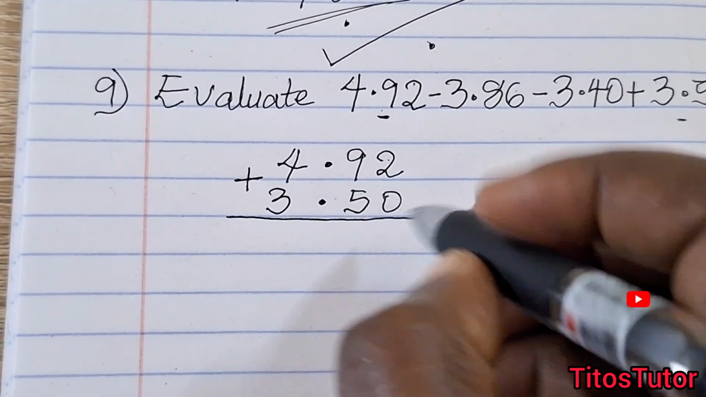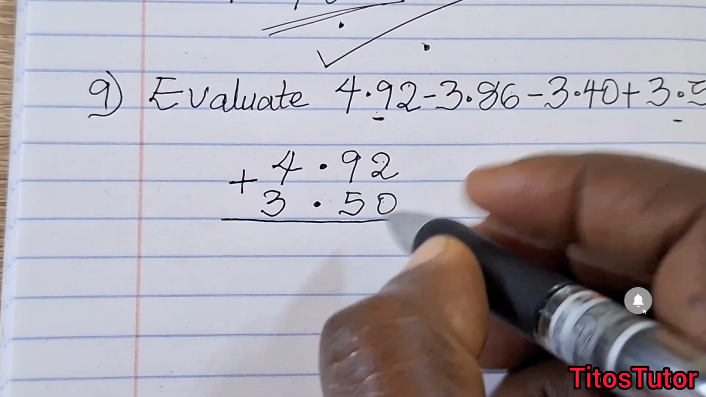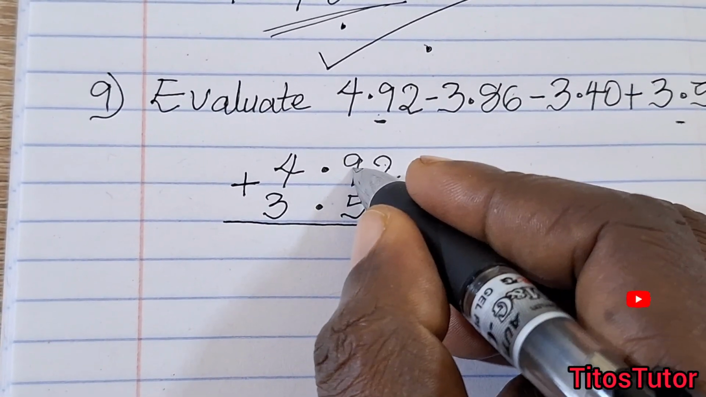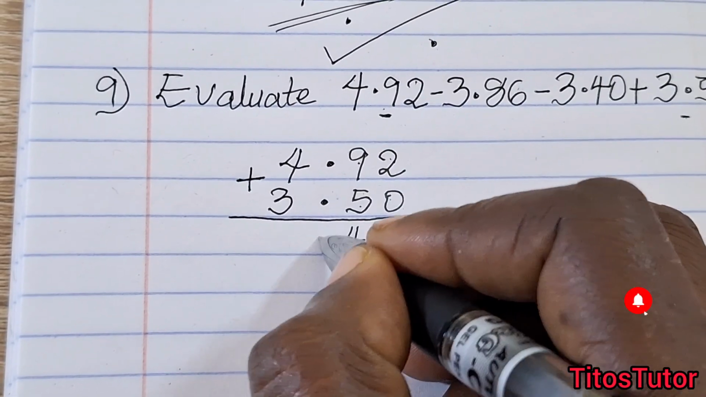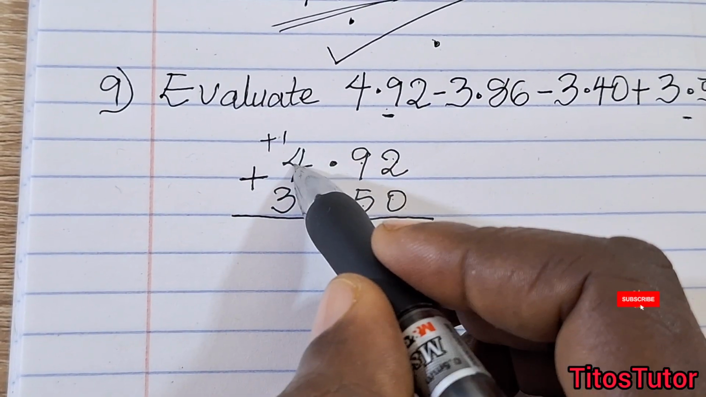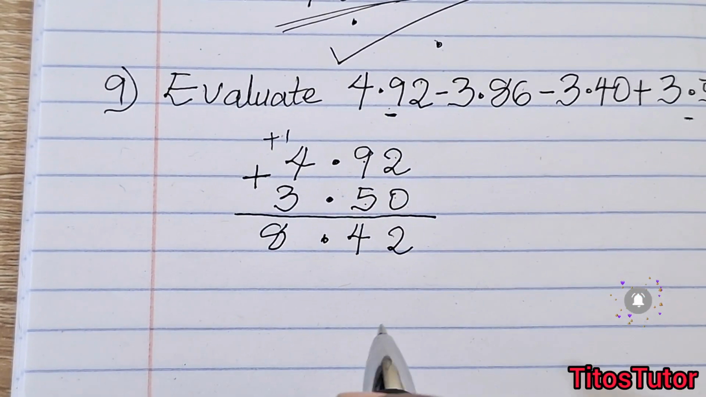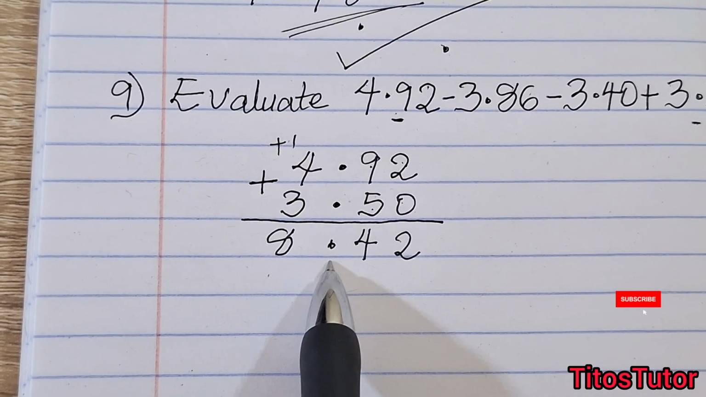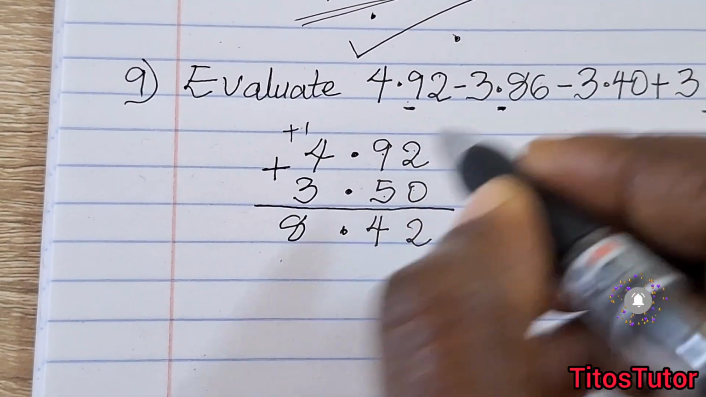2 plus 0 is 2. 9 plus 5 is 14. I put my plus 1 here. 1 plus 4 is 5. 5 plus 3 is 8. So here I have 8.42.